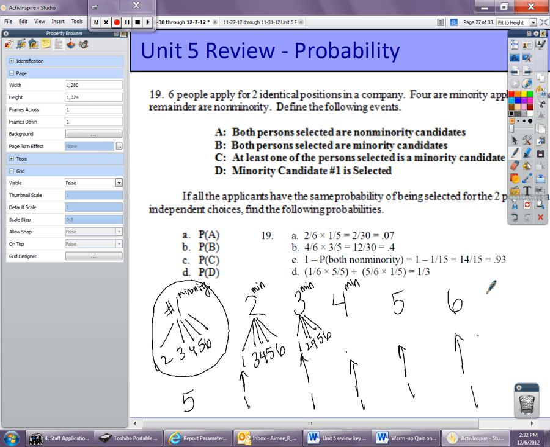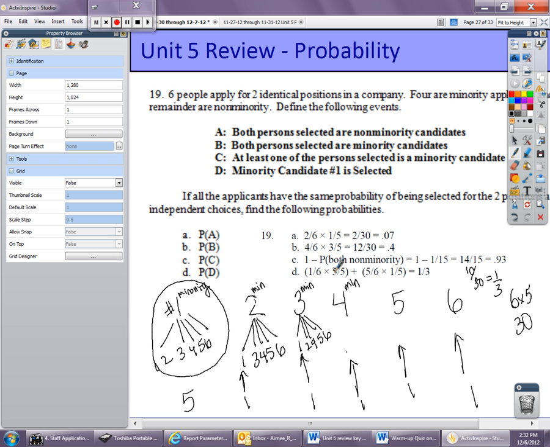Well, it's 6 times 5. The counting principle tells me 6 times 5. I have a total of 30 outcomes here. So out of my 30 outcomes, I have 5, 6, 7, 8, 9, 10 ways to get minority number 1 as my candidate. So that's going to be 10 out of 30, which is 1/3.